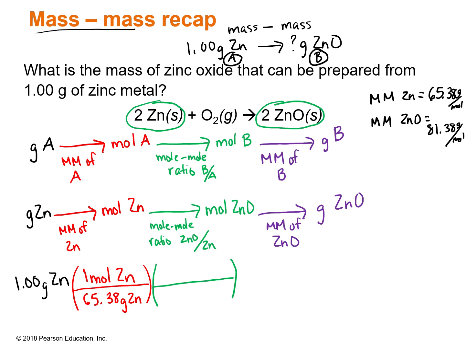Yeah, it's going to be 2 moles over 2 moles. Just make sure that it's 2 moles of zinc oxide over 2 moles of zinc. So that B over A in the generic formula, our B is zinc oxide. So you write the number of moles from the chemical equation for zinc oxide on top and zinc on the bottom. Not a trick question.